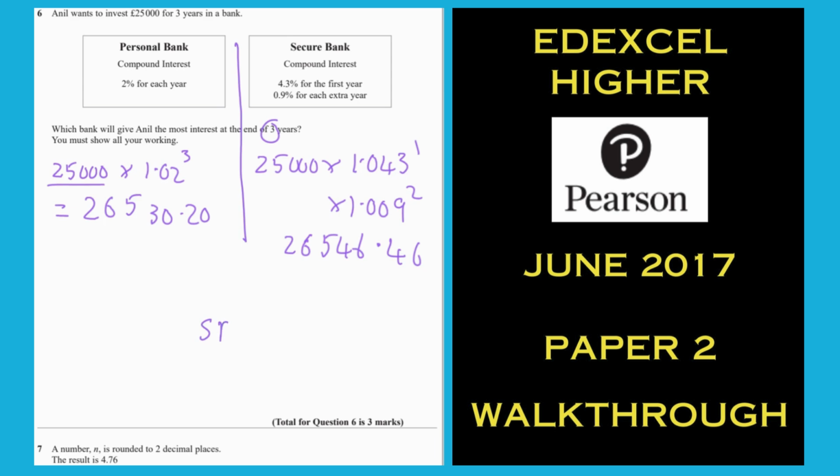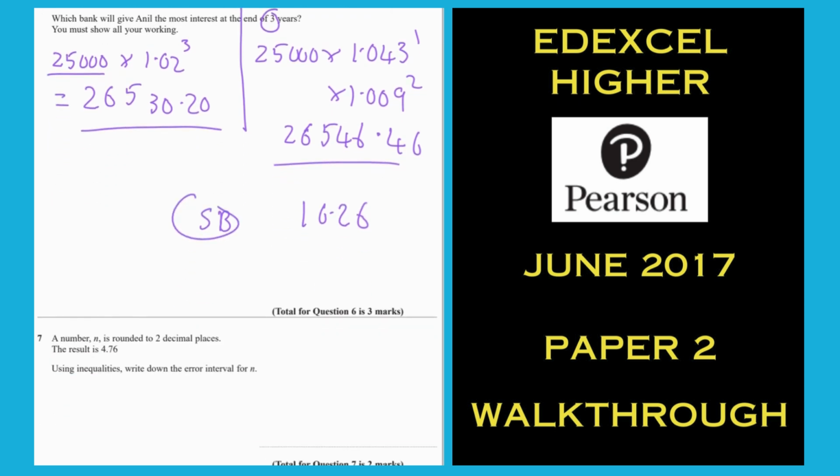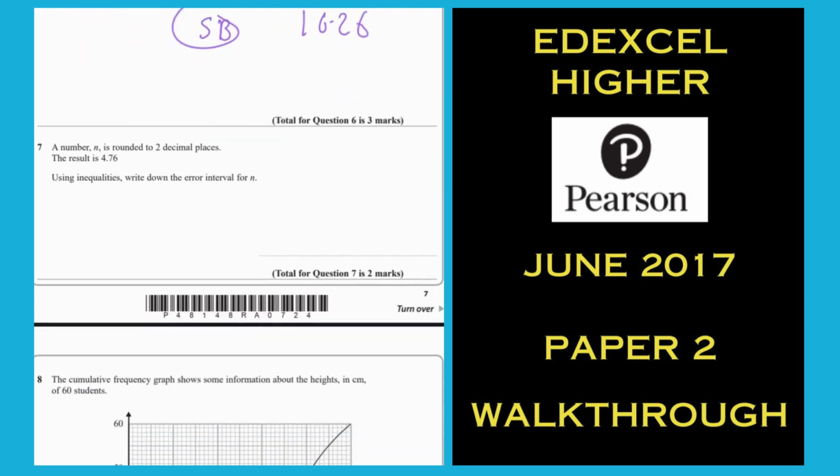So it's Secure Bank. If you want to go a bit more detail, it pays more by £16. Whoa, not 28. £16.26 is the difference. You don't have to go that far once you've got those numbers. They're easy to compare. Just state the bank clearly.